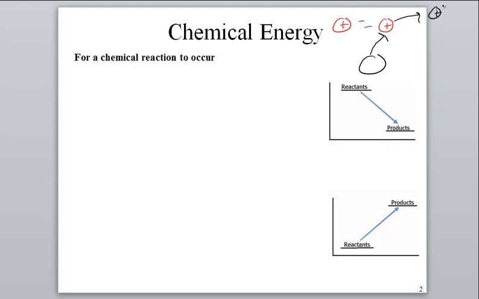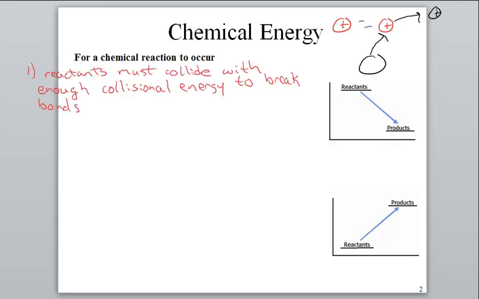So, in order for a chemical reaction to occur, we're going to write a few definitions. Reactants must collide with enough collisional energy to break bonds. This is number one. There's a number two that we're going to write on the next page, but we'll go ahead and circle that. And I know that definition doesn't apply to every chemical because some of your reactants so far have just been single atoms.